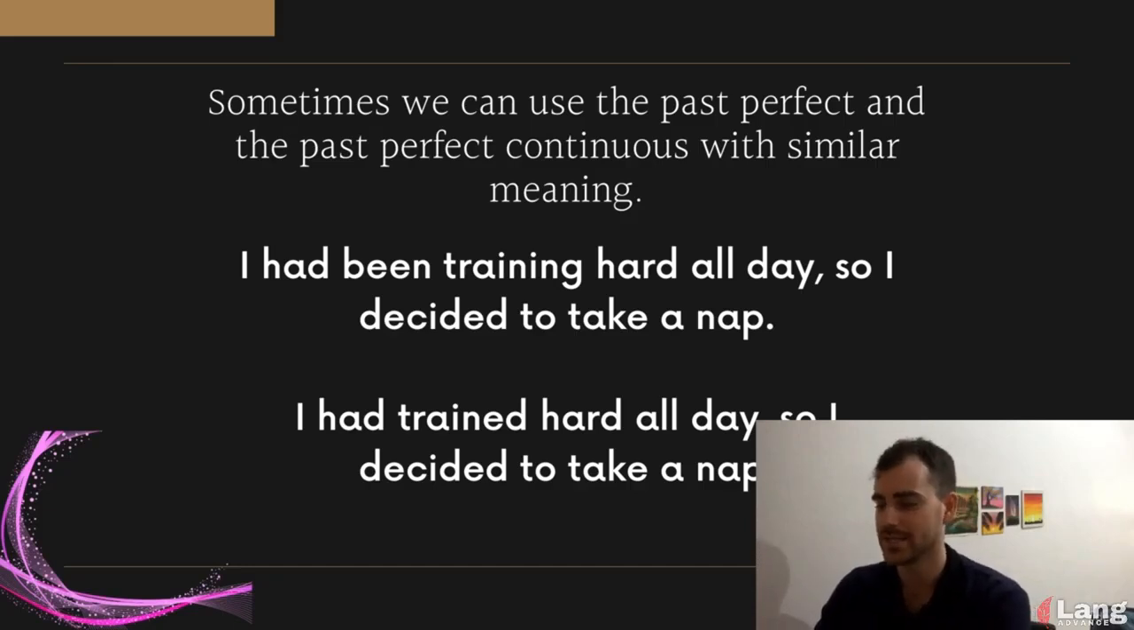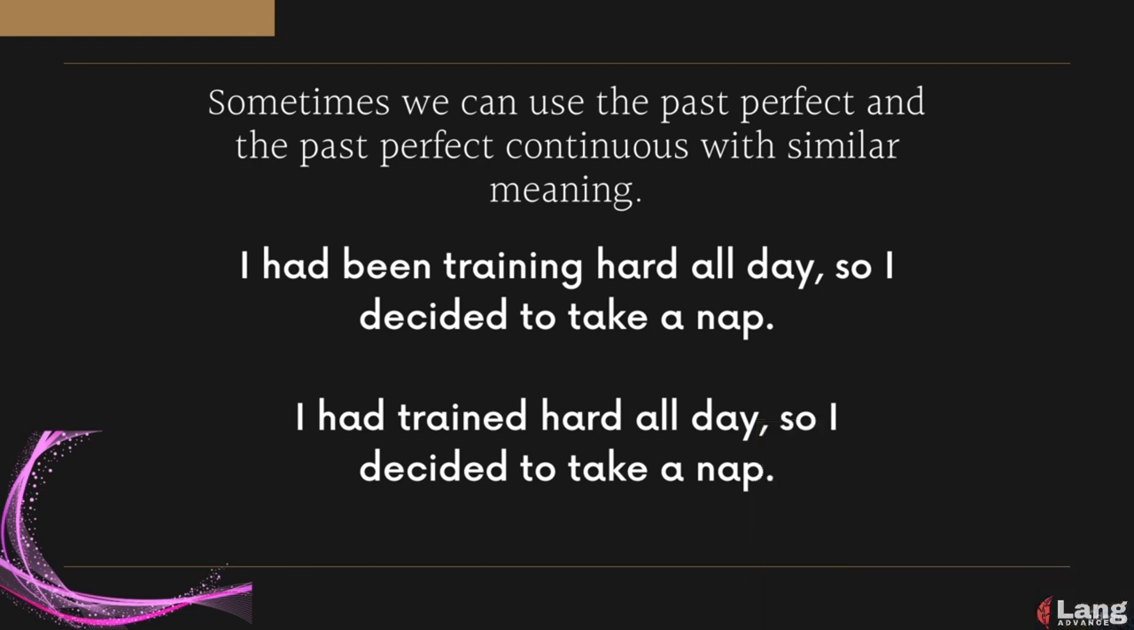Sometimes we can use the past perfect and the past perfect continuous with similar meanings. I had been training hard all day, so I decided to take a nap. That is the past perfect continuous. I had been training. You could also say, I had trained hard all day, so I decided to take a nap. In these two sentences, past perfect continuous and past perfect have a very similar meaning.